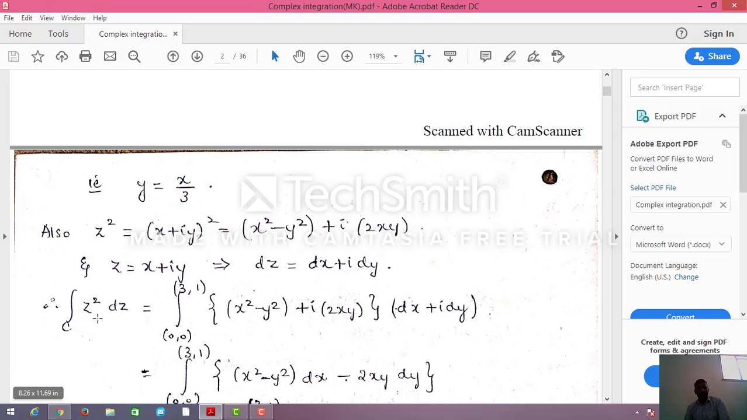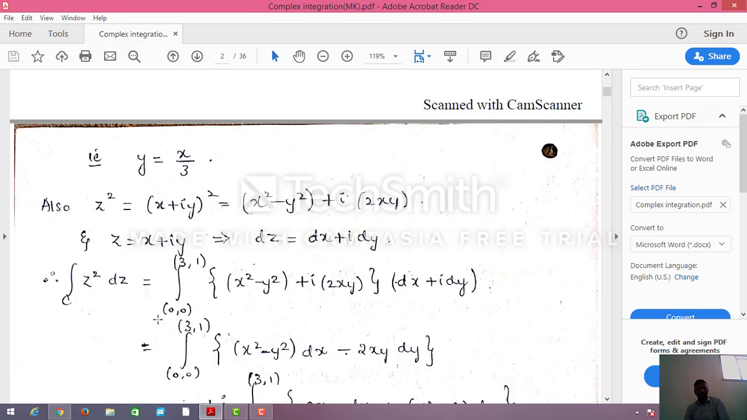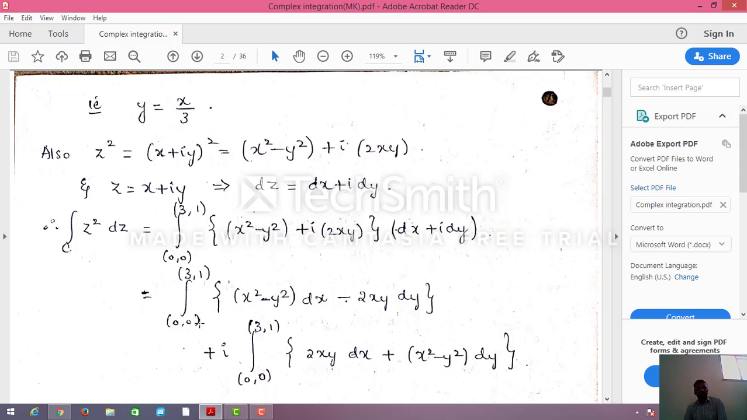Now, what does the integration of z square into dz mean? We are finding along z equal to 0 to 3 plus i. That means 0 comma 0 to 3 comma 1. This is the x value, this is the y value, and this is the x value, this is the y value. So if x limits come, we will take 0 to 3. If y limits come, we will take 0 to 1. According to which function remains in the integral, we will take the limits accordingly. Now 0 comma 0 to 3 comma 1.